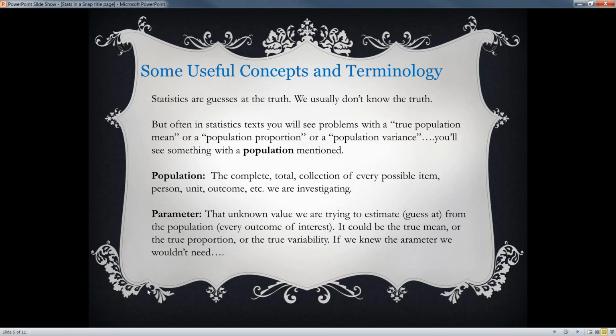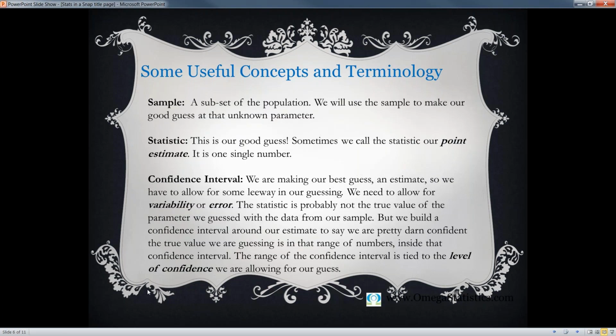Okay, so think of population and parameters belonging to the population. These are the big things we never know the truth about, but we're going to be guessing at with our statistics. So we'll pull a sample from the population, and then we're going to derive a statistic that's going to be representative of that parameter in the population, okay?